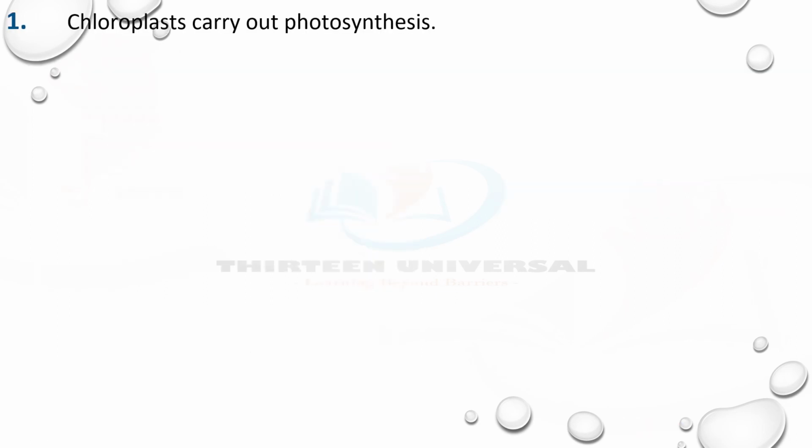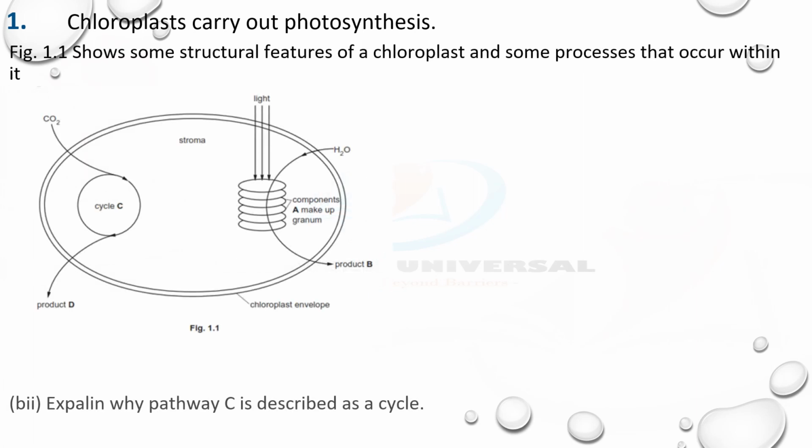Next question. The same question, but the sub question: explain why pathway C is described as a cycle. Can you see it? Why is it a cycle? From what you can see, there's no start or end product molecule. Number two is that all the intermediate molecules are always present. That's why it's called a cycle.